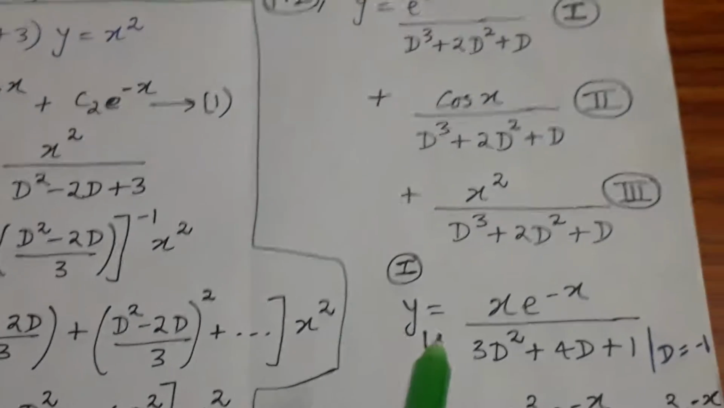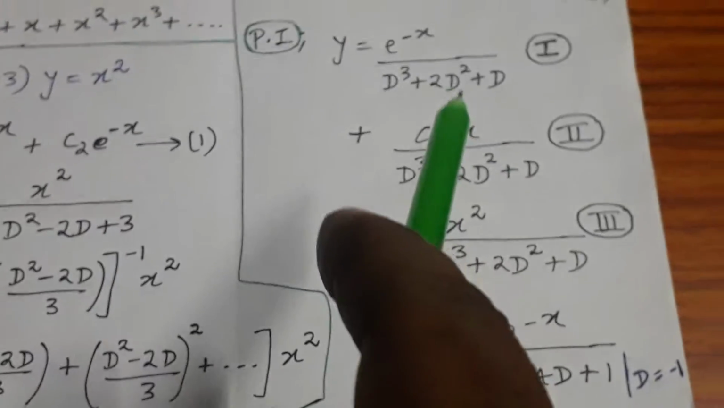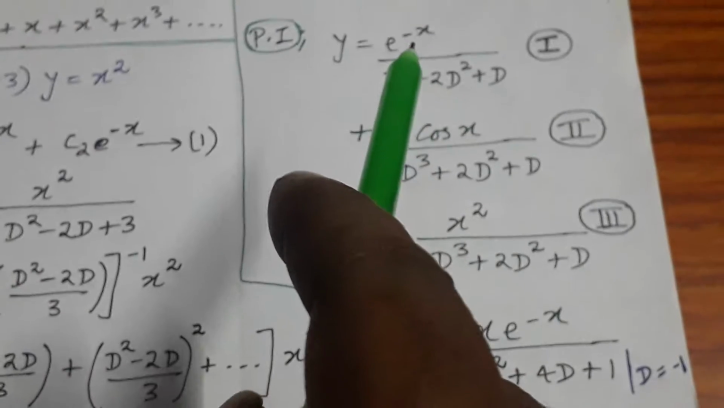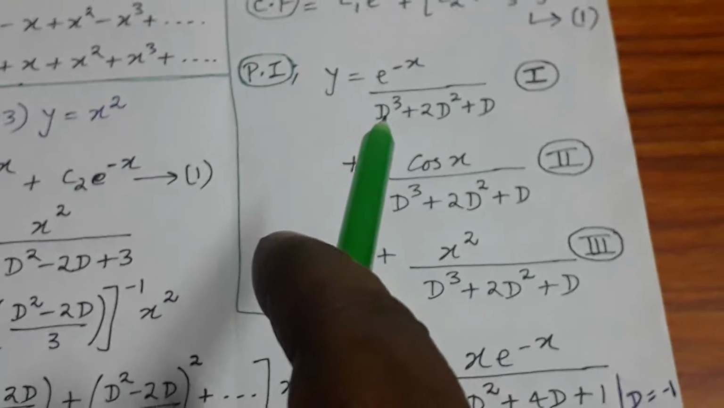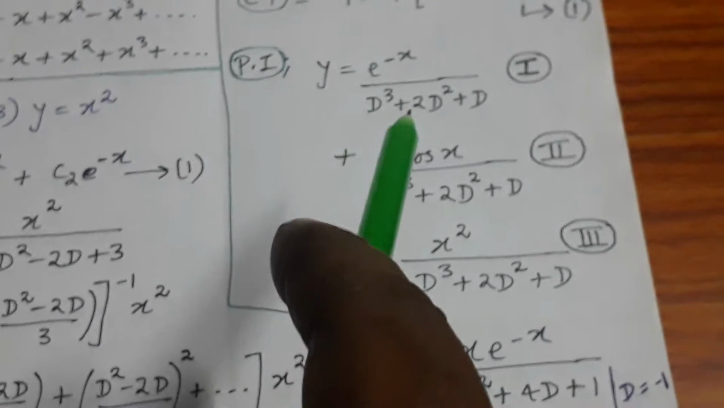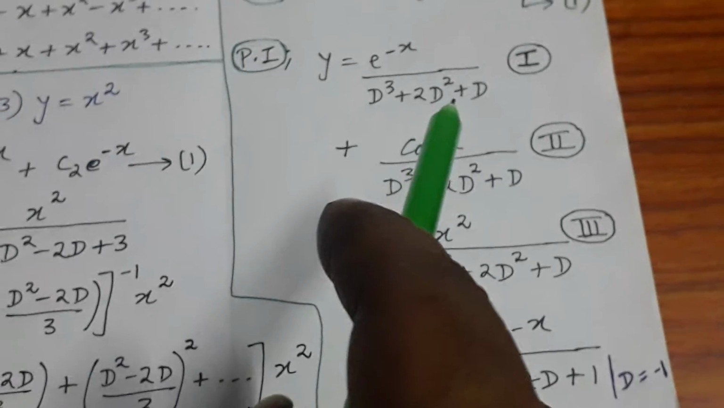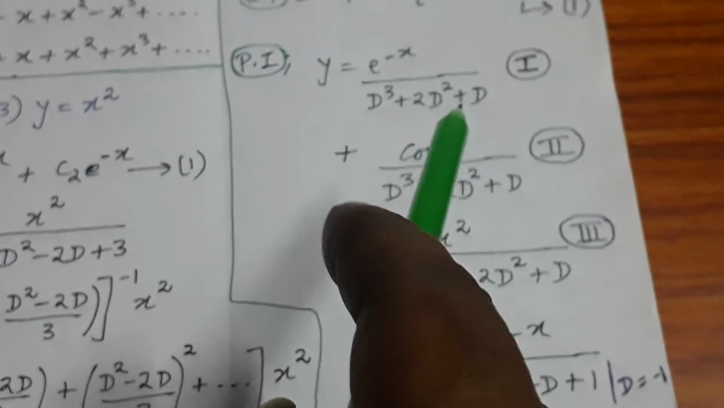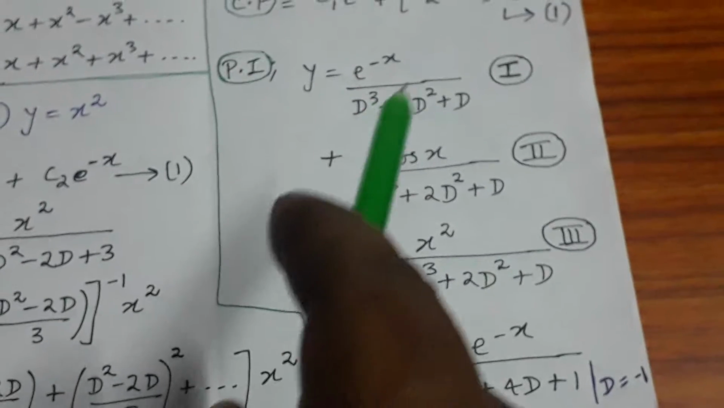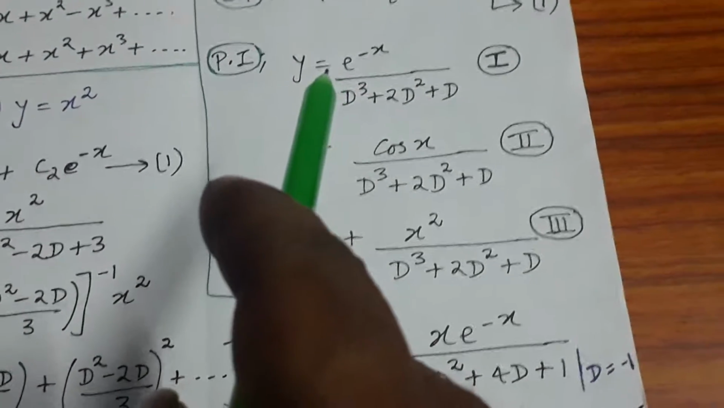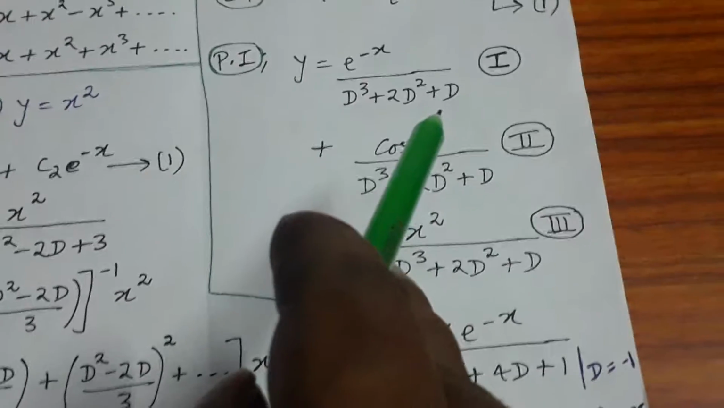Now the first one is e power minus x by this function. As I told you in the previous classes, substitute the coefficient of x in D. The coefficient of x is minus 1. So this will be minus 1 the whole cube, which is minus 1 plus 2 plus minus 1, and the answer will be 0. If it is 0, what do I have to do? Multiply this by x, and then take the differentiation.